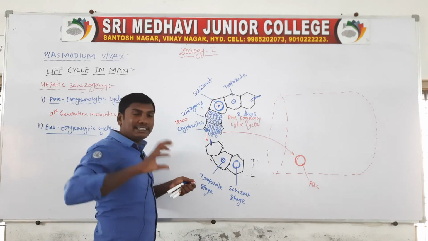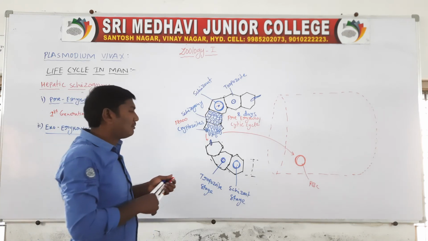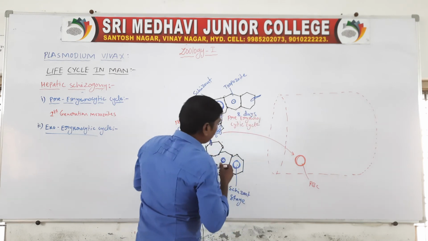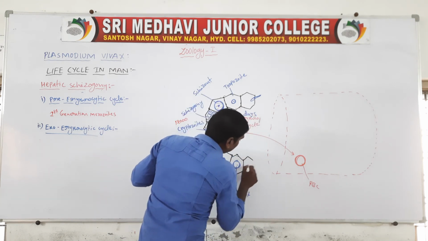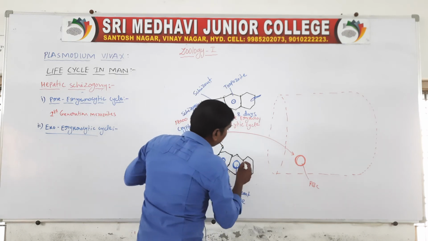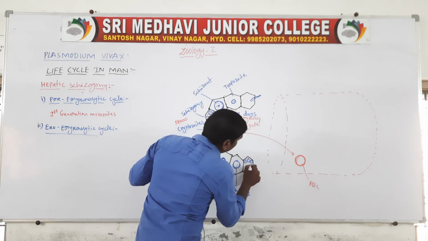Next one, in this schizont stage, the nucleus and cytoplasm undergo many mitotic divisions. So after many mitotic divisions, they are increasing in numbers.